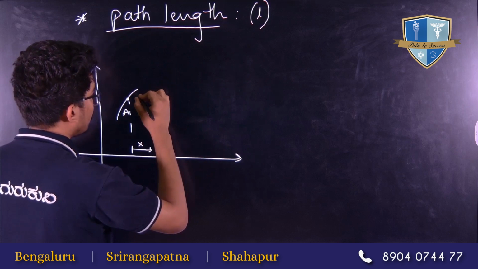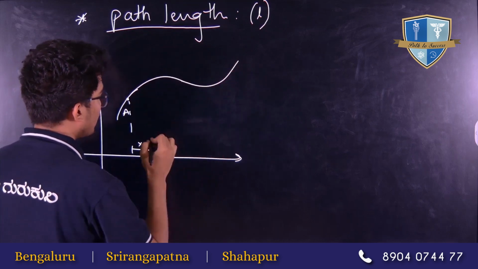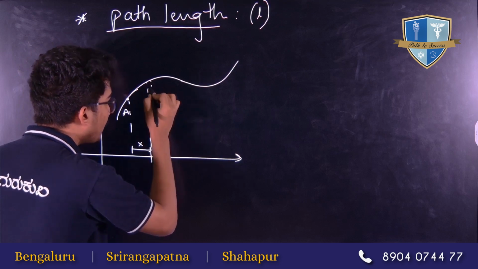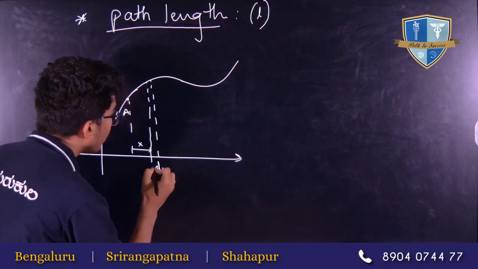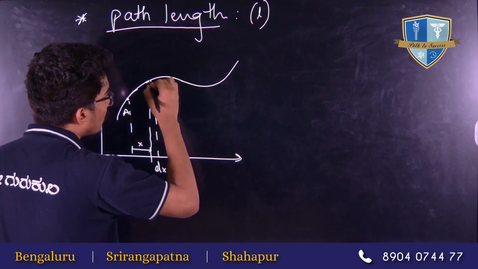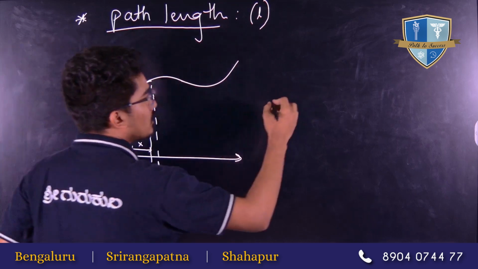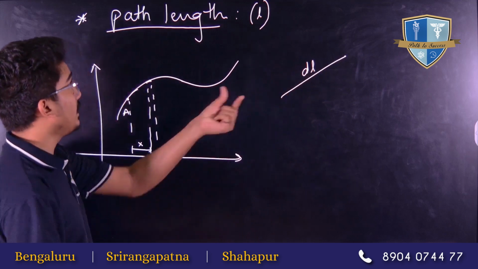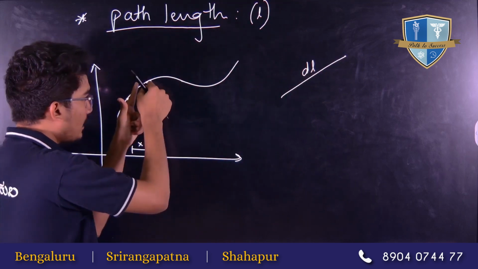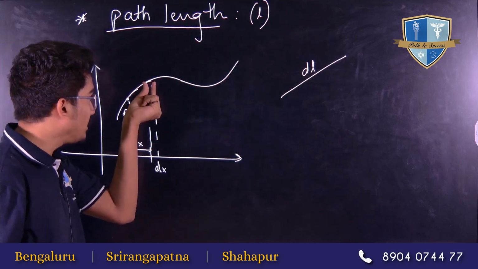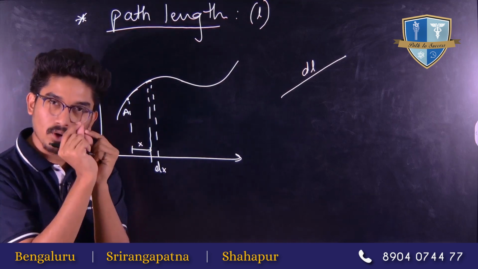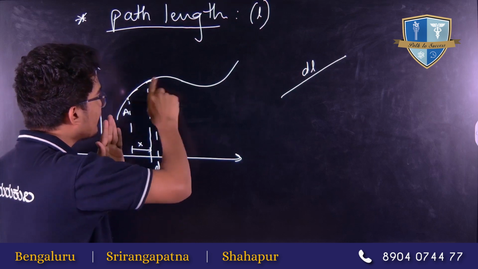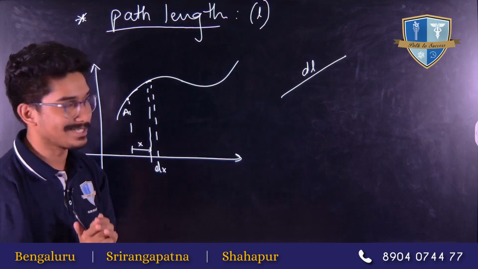Make it something like this. From A, I am going to x distance, and I am taking a component dx. This is our small dl length. If I zoom it out, this is our dl length, a small path length. In this path, it is a straight line. At a very small scale, this is not a curved line. At a very small scale, it is also a straight line.